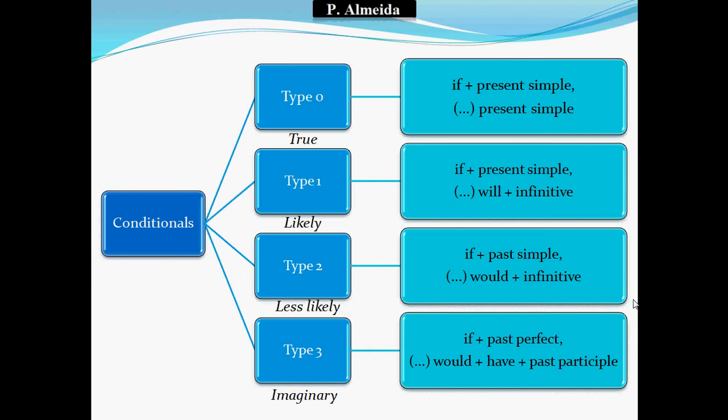So present simple, present simple is type 0. Present simple and will plus the infinitive of the verb is type 1. Past simple, and then would plus the infinitive of the verb is type 2. And finally, past perfect, then would have, and then the past participle is going to be the type 3 conditional.